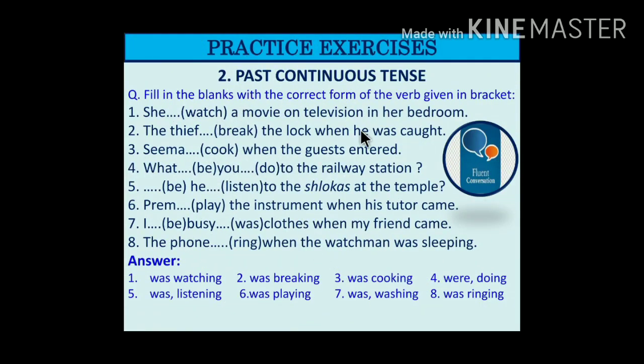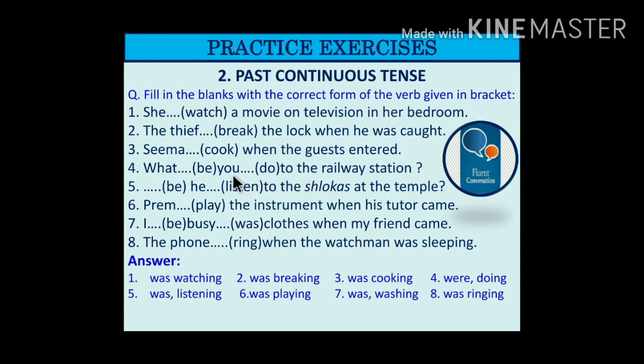Easy to understand, past continuous tense. Let's solve this all together. See, what is the rule? You have to use either was or were and the ing form of the verb. So past continuous tense, was watching, was breaking, depending upon the singular or plural form of the subject. Seema was cooking. What? Be forms of the verb. How many? 8 be forms there. Out of that, one. Which one will we use? Was? No. Just check what the sentence is.